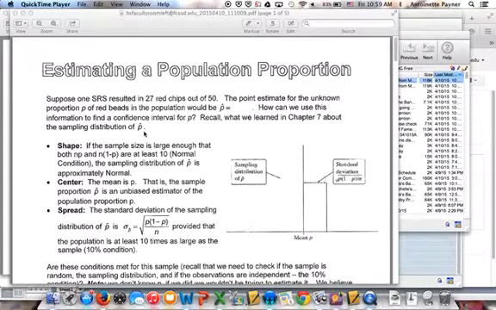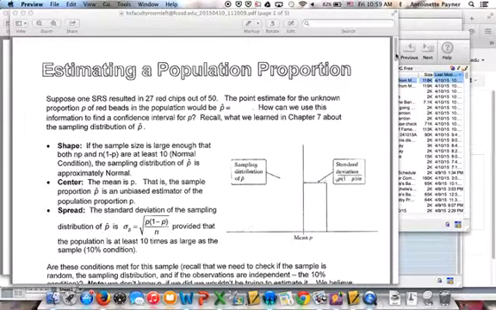If you think back to chapter 7 with our sampling distribution, we know that the shape is approximately normal as long as n times p and n times 1 minus p are at least 10. We know that the center of that sampling distribution is at p, and we know the standard deviation is the square root of p times 1 minus p over n, provided that this population is at least 10 times the sample.